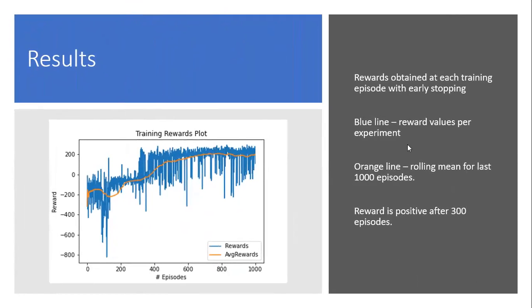Coming to the results, the graph shows the rewards obtained at each training episode with early stopping. As you can see here, the training stopped after reaching 200 reward points. Here, the blue line shows reward values per experiment, and the orange line shows rolling mean for the last 1000 episodes. Reward is positive after 300 episodes.